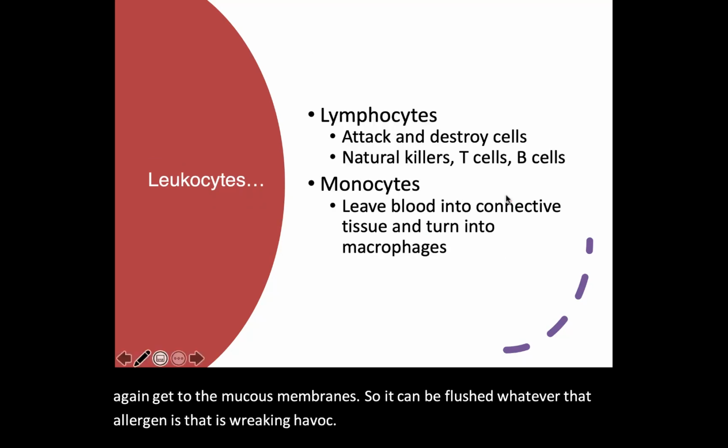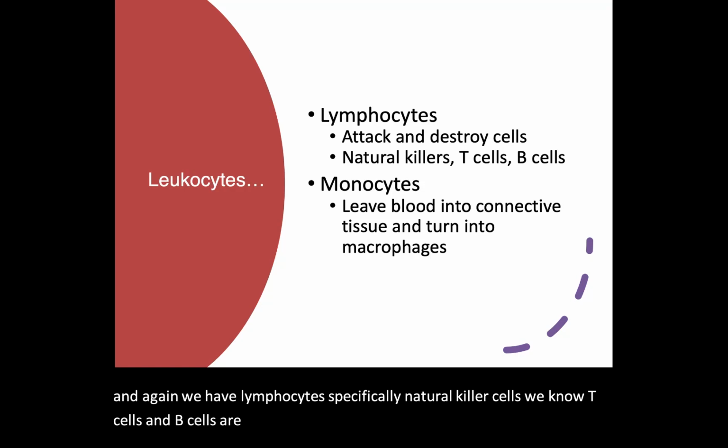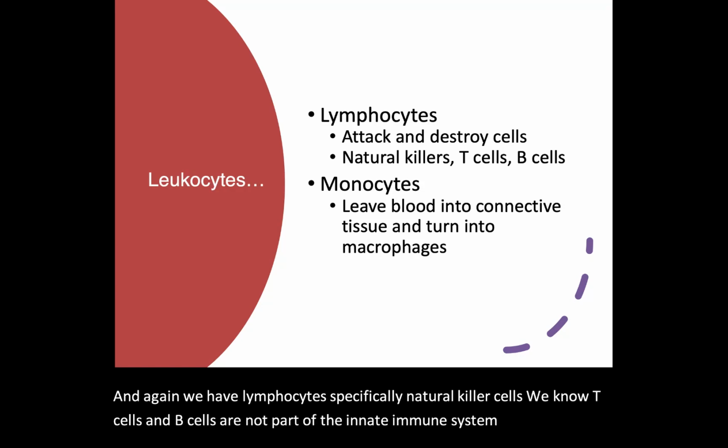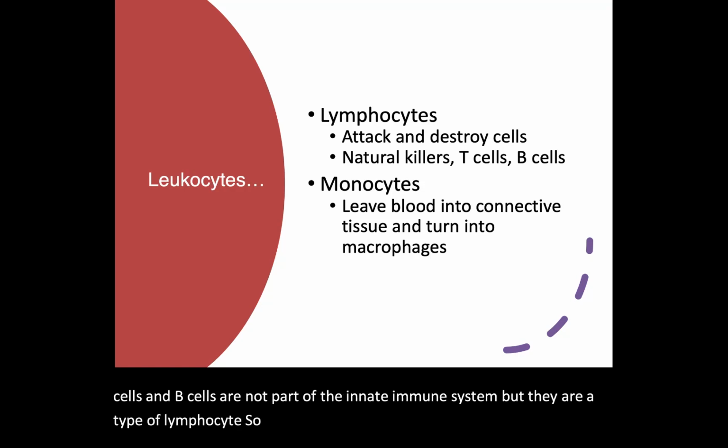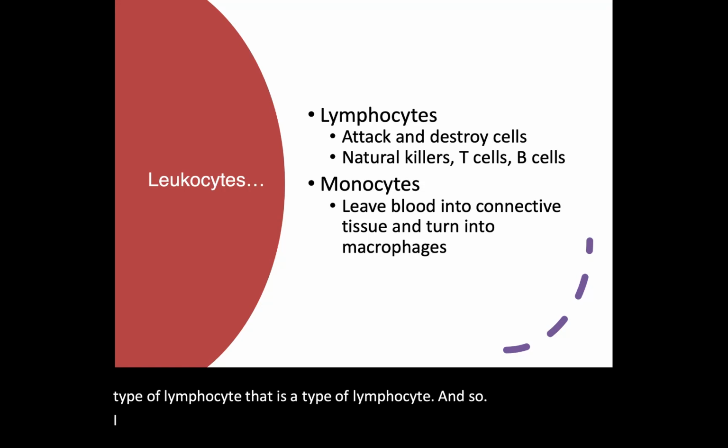All right, and again, we have lymphocytes, specifically natural killer cells. We know T cells and B cells are not part of the innate immune system, but they are a type of lymphocyte, so I did list them there. But natural killer cells are a type of lymphocyte, and so I do list that there. And then we have monocytes as well.